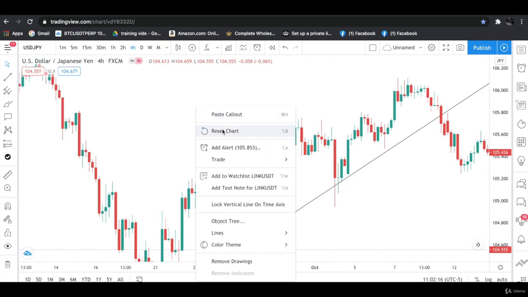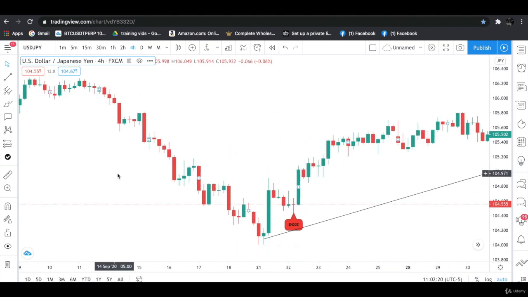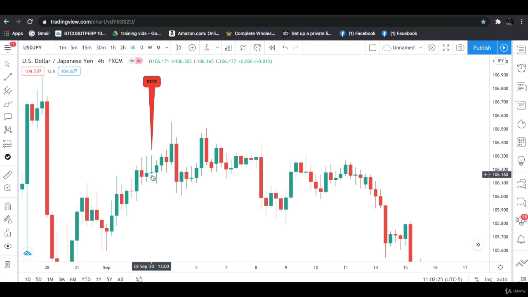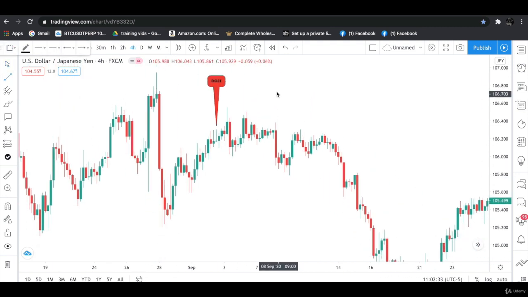Let's find another one. Here we have a gravestone Doji. This is the gravestone Doji. What does this indicate? A possible trend reversal. And you can see the price dropped afterwards.